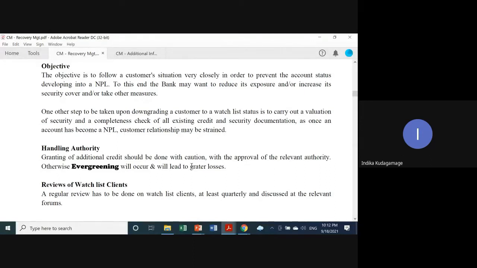This evergreening is short-term facilities being rolled over and rolled over without settling. So if you roll over facilities, it will be evergreen. That means it will never go to arrears because you are rolling over the facilities. But actually money is not coming in, right? It should not be allowed.